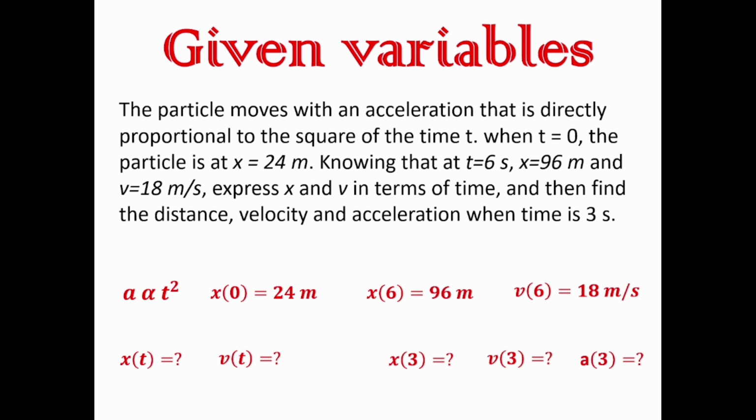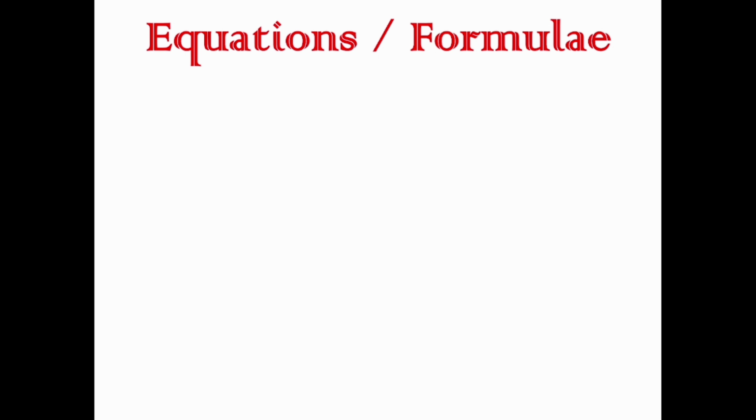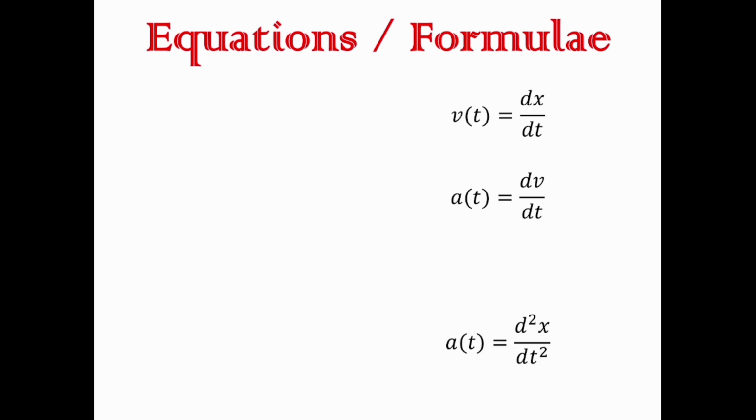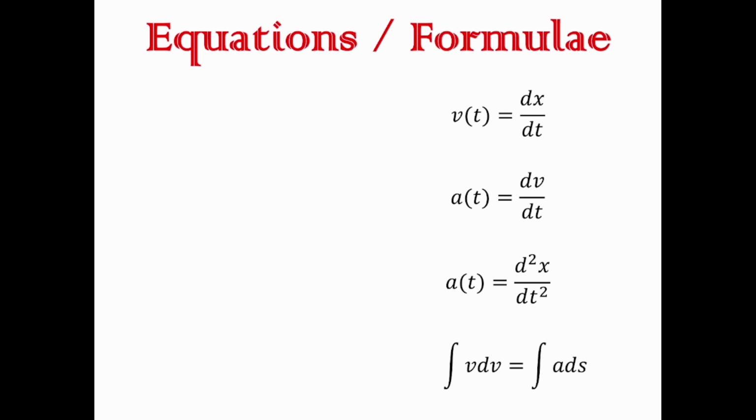Having gotten all this, the next thing we have to bother about is the equations that can be suitable for solving this problem. We have that velocity is equal to ds/dt, the rate of change of displacement with time. We also have that the rate of change of velocity with time is equal to acceleration, that's a(t) is equal to dv/dt. Then we have a(t) is equal to d2x/dt squared, that when we differentiate displacement twice with respect to time, we get acceleration. And finally, the integral of v dv is equal to a ds. So these are the four core equations that I basically use to address problems that have to do with kinematics of particles.